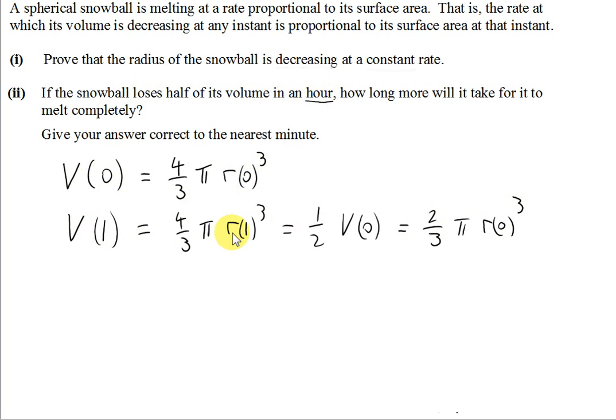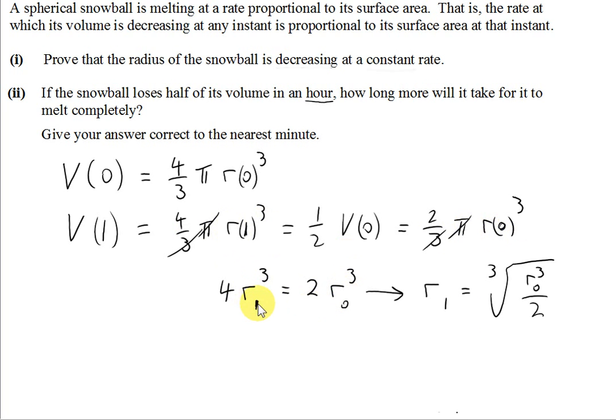Next, we can get the relation between the radius at time 1 and the radius at time 0. That is the radius after 1 hour and the radius initially. So we can divide both sides by pi, multiply both sides by 3. Now for convenience, instead of writing r and 1 in brackets, I just write r subscript 1. So 4 times r1 cubed is going to equal 2 times r0 cubed. I write this r of 0 as r subscript 0.